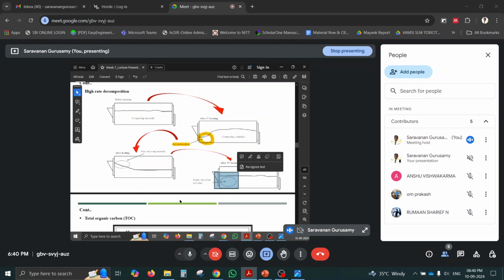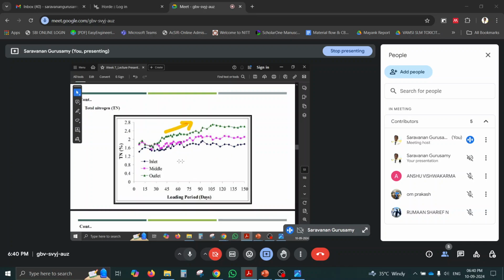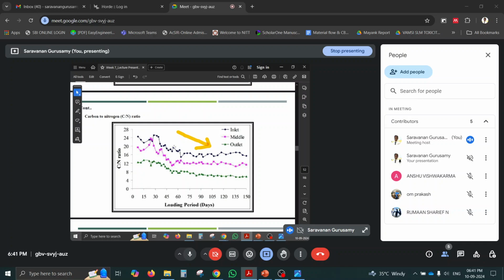Okay, so how is the total organic carbon reducing? Initially the total organic carbon was very high, and finally it is reaching around 12. So this is the outlet total organic carbon we can see, and total nitrogen will be increasing. We are going to see in the upcoming slides what are the different forms of nitrogen, like ammonia nitrogen, N2, and organic nitrogen, how TKN is present in the compost. But the final product will have high nitrogen content. And then the carbon to nitrogen ratio, because carbon is reducing, the carbon to nitrogen ratio will also reduce.